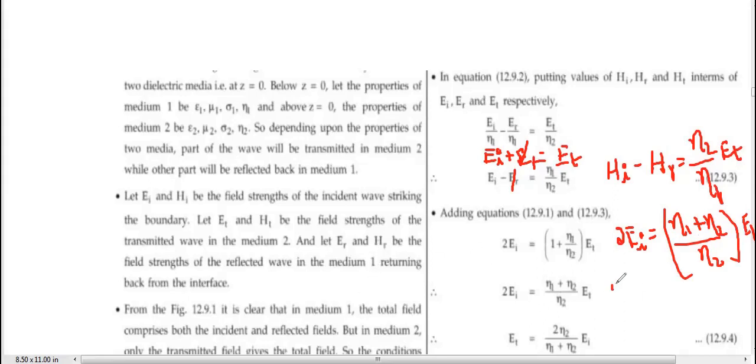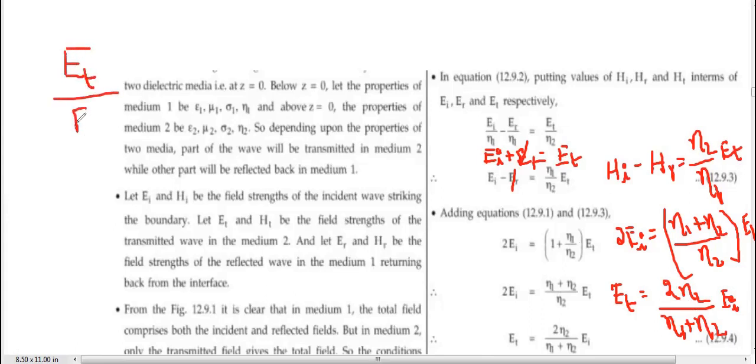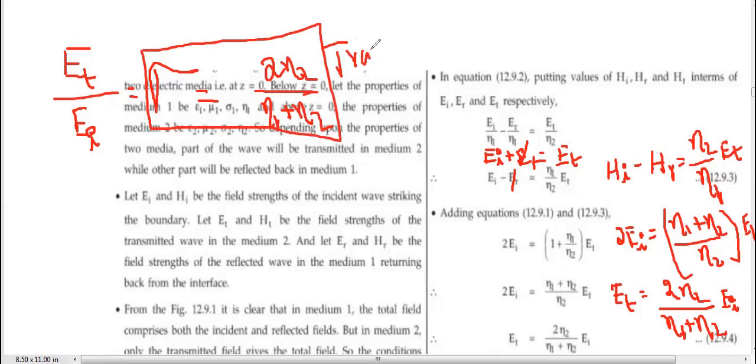So 2EI gives ET equal to 2 eta 2 by eta 1 plus eta 2 into EI, cross multiplying. And the ratio of ET by EI is the transmission with respect to the incidence. Without incidence, there is no transmission or reflection. So the transmission coefficient is represented as gamma. Transmission coefficient gamma is equal to 2 eta 2 by eta 1 plus eta 2. Okay, the transmission coefficient.